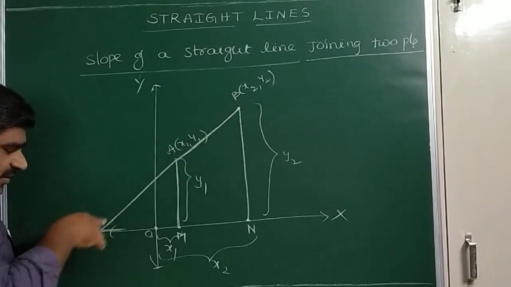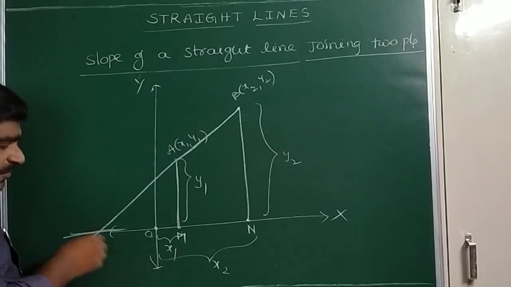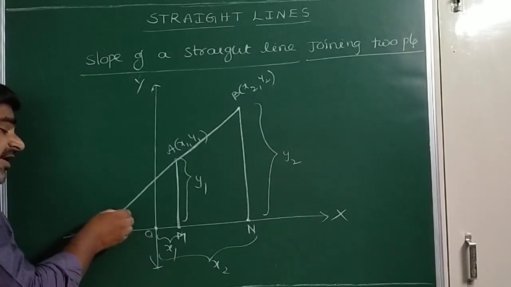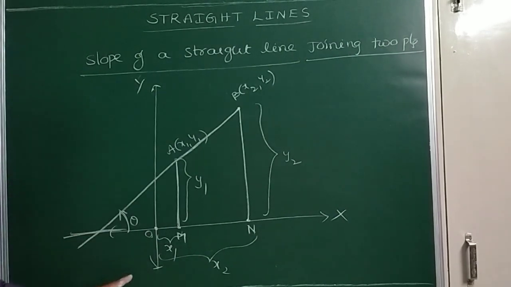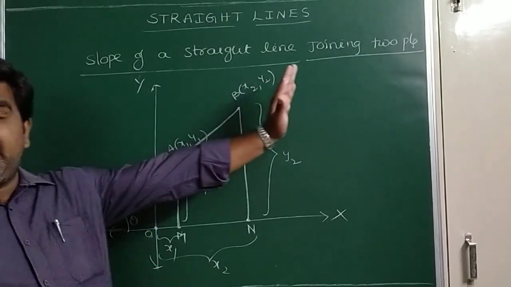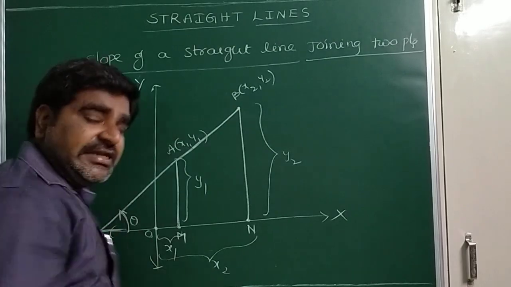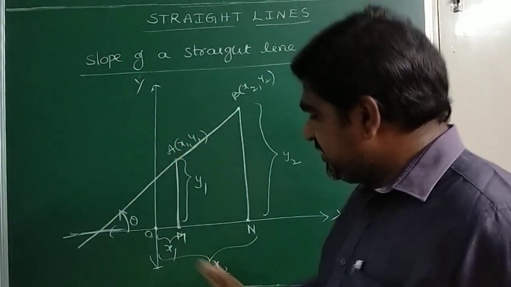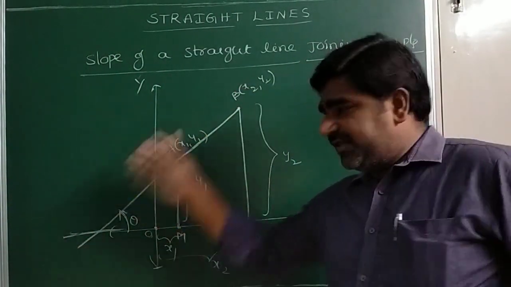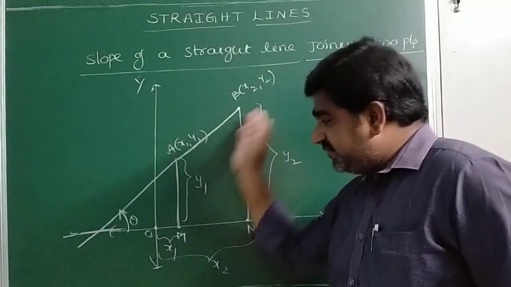Extend the line segment AB to meet the x-axis at some point. Let us say this is theta, the angle made by this line AB with the positive direction of the x-axis. Can I say this theta is the inclination? Yes, theta is the inclination of this line AB.